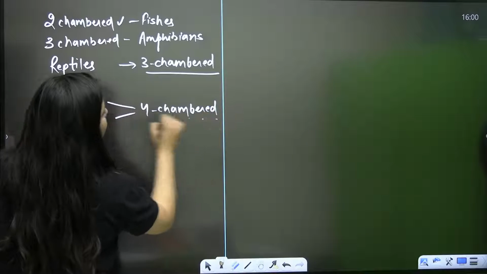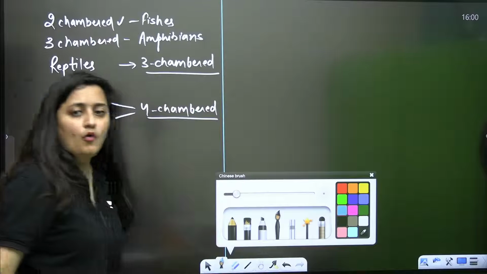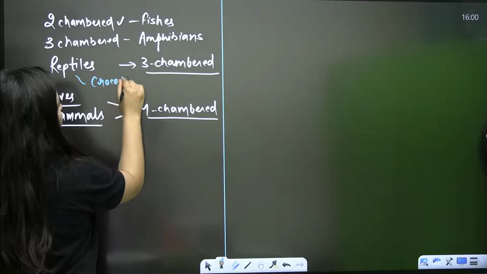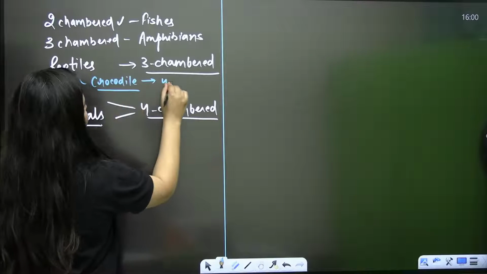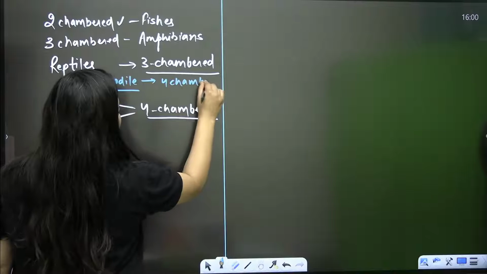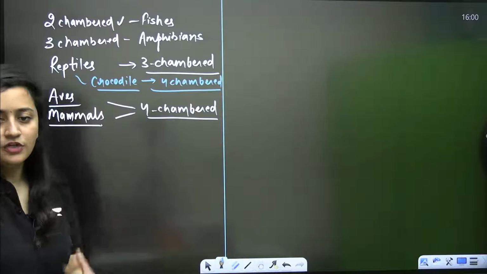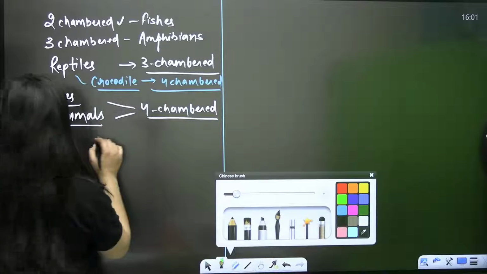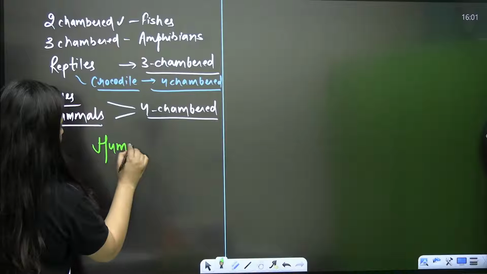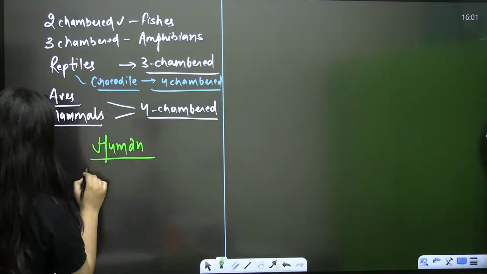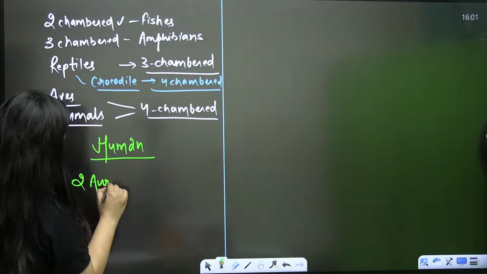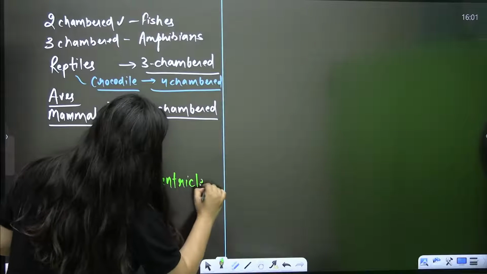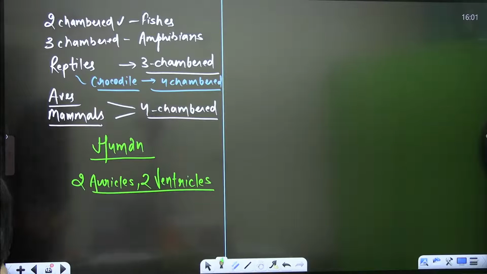I hope you remember, right? Birds and mammals have a 4-chambered heart, and in reptiles there is an exception, that is crocodile. Crocodiles and alligators have a 4-chambered heart. We are talking about humans, and human is a mammal, so 4 chambers means 2 auricles, 2 ventricles.